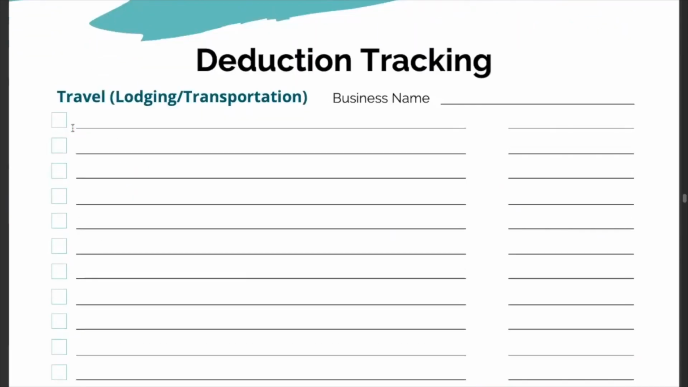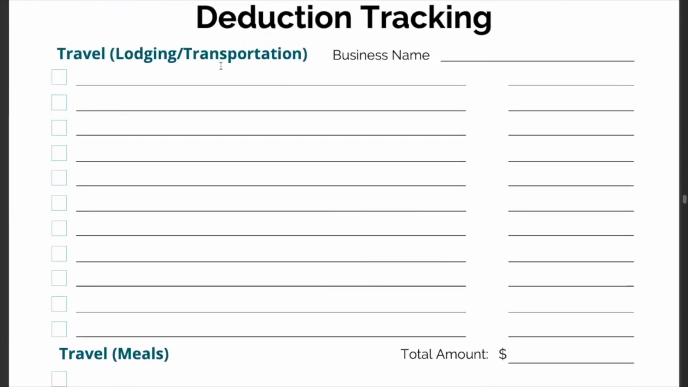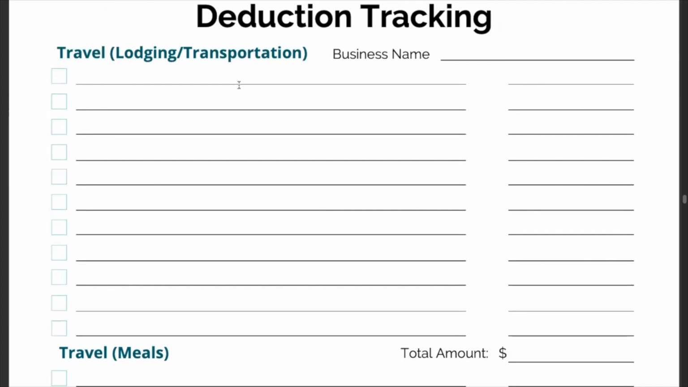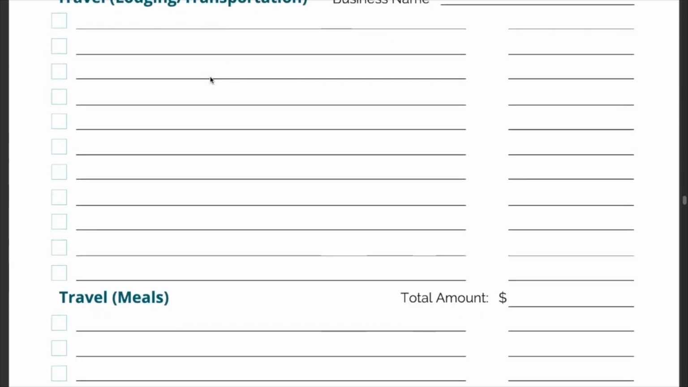Then you've got travel, things like lodging and transportation. And you want to make sure that with travel, you're documenting the meals separately because, interestingly enough, your meals are not going to have a 100% tax deduction rate. So that's why we need to track the meals separately from things like lodging and transportation.